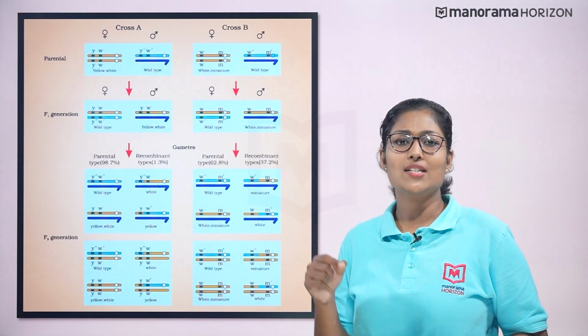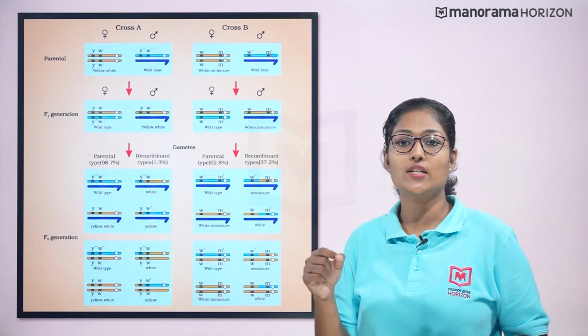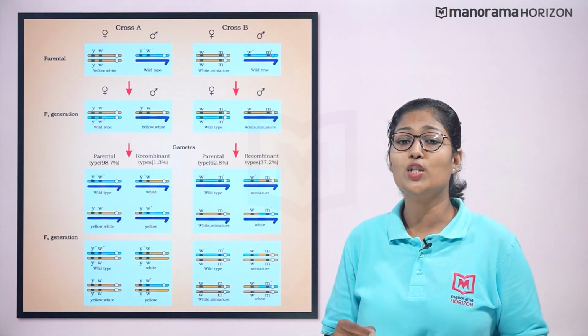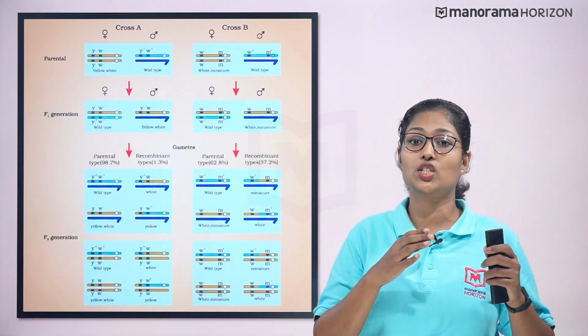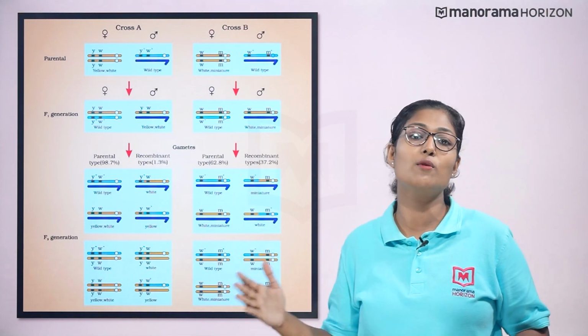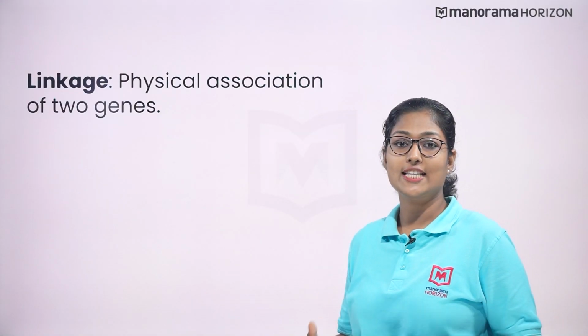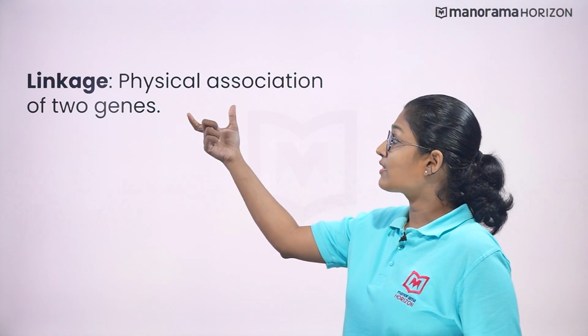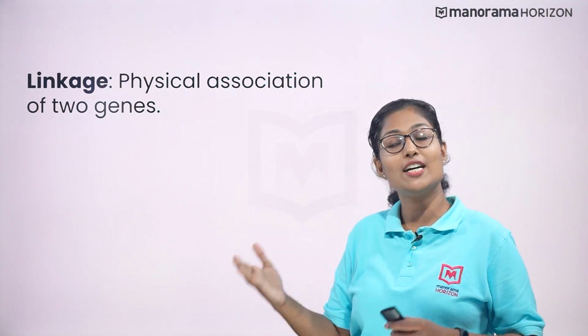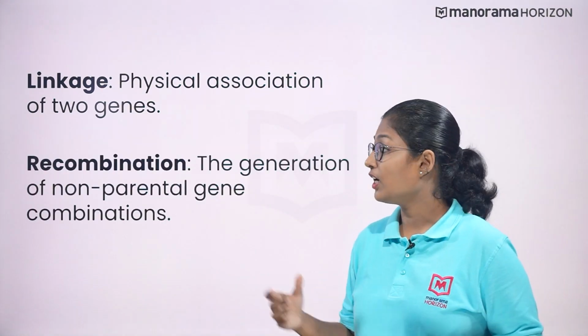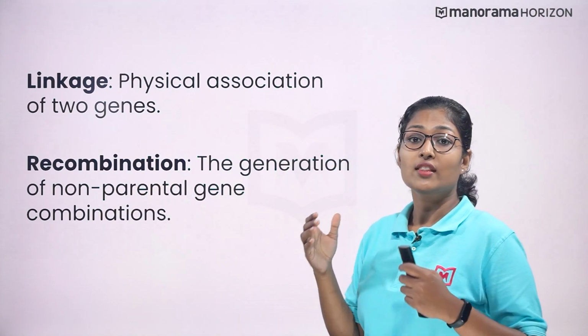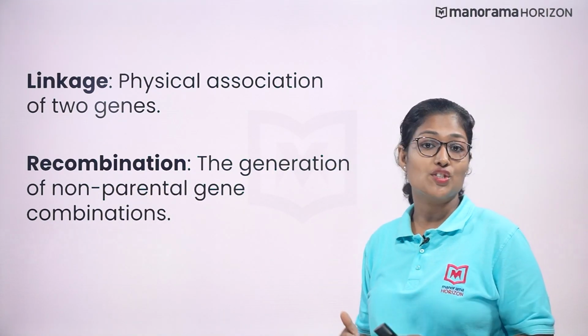When the two genes in a dihybrid cross were situated on the same chromosome, the proportion of the parental gene combination was much higher than the non-parental type. He defined this phenomenon as the physical association of two genes and it is termed as linkage. The term recombination describes the generation of non-parental gene combinations.